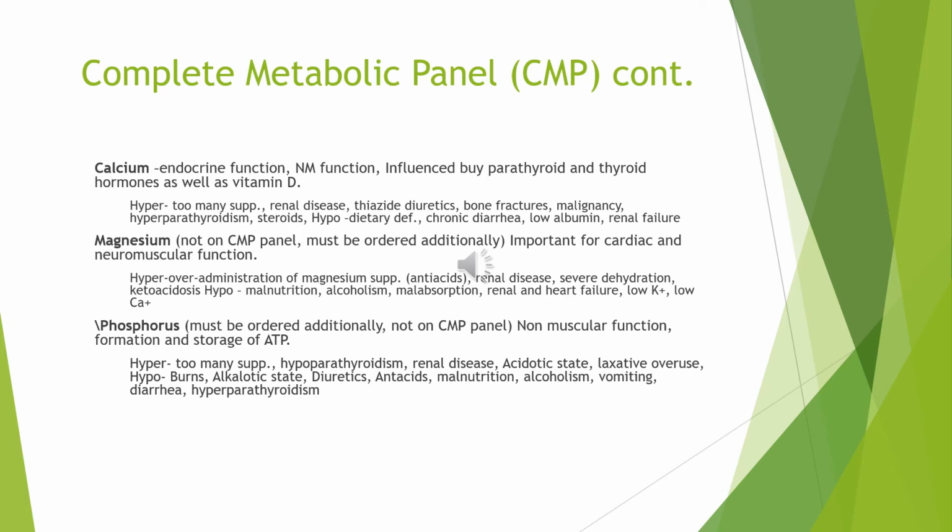Elevations can be seen with patients taking too many supplements, hypoparathyroidism, renal diseases, in acidotic states, and in laxative overuse. Low levels of phosphorus occur in burns, alkalotic states, diuretics and antacids, malnutrition, alcoholism, vomiting, diarrhea, and hyperparathyroidism. So you see a lot of these reasons why you have low levels that are repeated again and again.